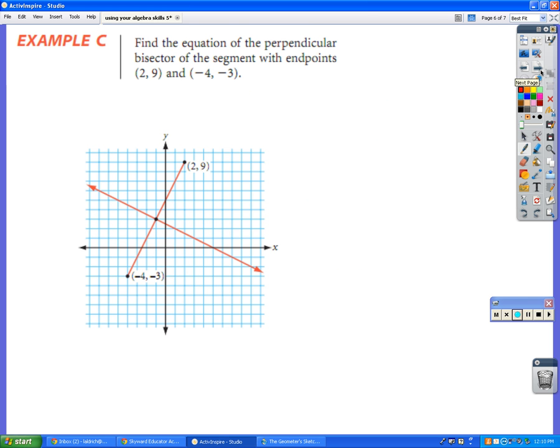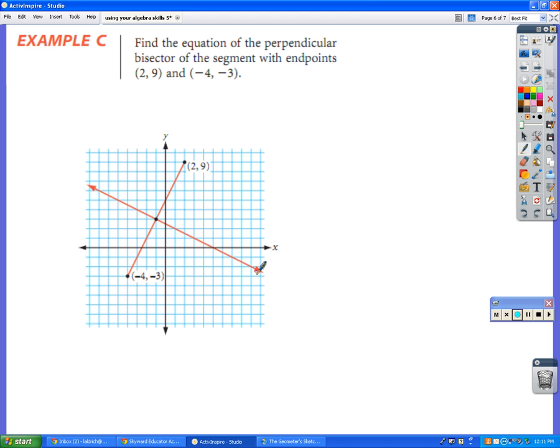Okay? Now, sometimes you're going to be asked to use some of the things that we learned earlier in this class. So this says find the equation of the perpendicular bisector of the segment with endpoints 2, 9, and -4, -3. What is something that we learned about slopes of perpendicular lines? They are opposite reciprocals of each other. Very good. So what I'm going to do is find the slope of this original line, and then take the opposite reciprocal of that and use that for the slope of this line.